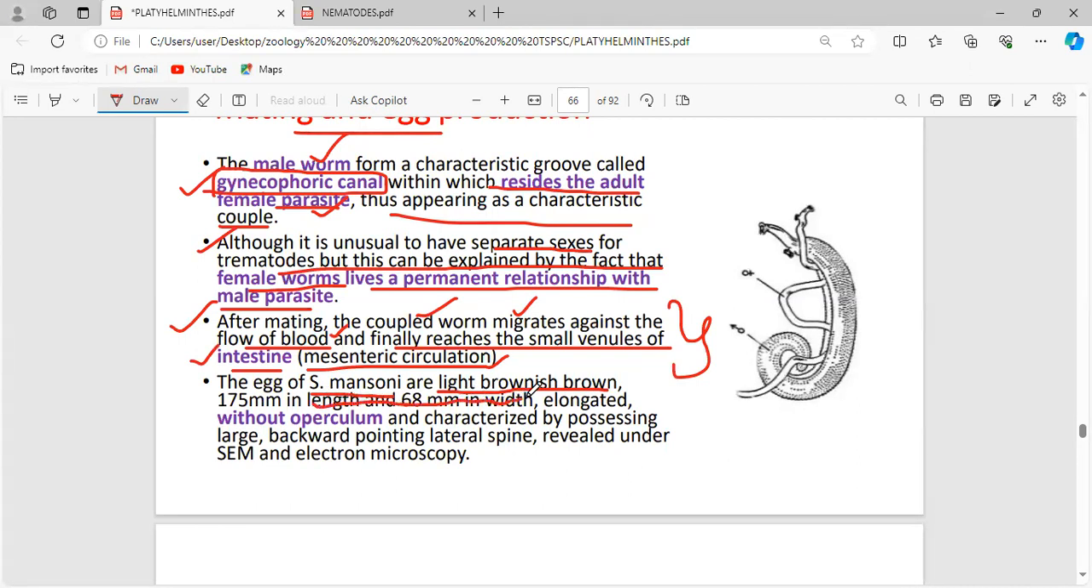How do the eggs of Schistosoma mansoni look? Light brownish. The length is not necessary. It is elongated, and no operculum is present. The operculum is the opening covered by a covering, and the egg is characterized by possessing a large backward pointing lateral spine, revealed under the electron microscope.